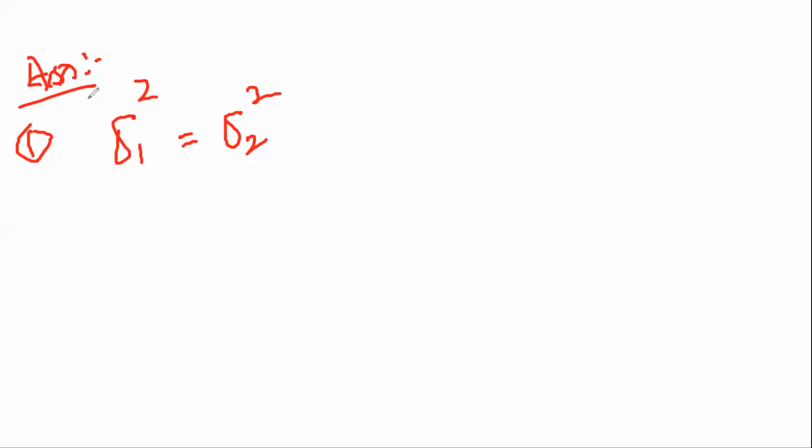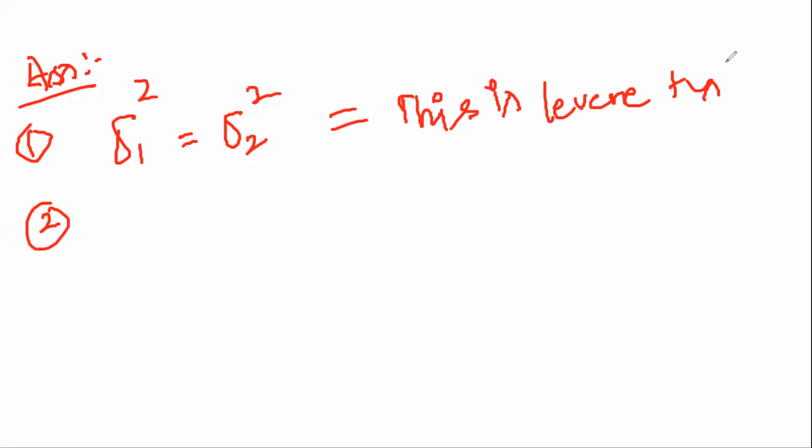So this is the first assumption of your one sample t-test, that sample 1 variance should be equal to sample 2 variance. Now the second one: if this assumption is fulfilled, then we move ahead to the second assumption. Second one is what? If this is fulfilled, then you can say, this is Levene's test.